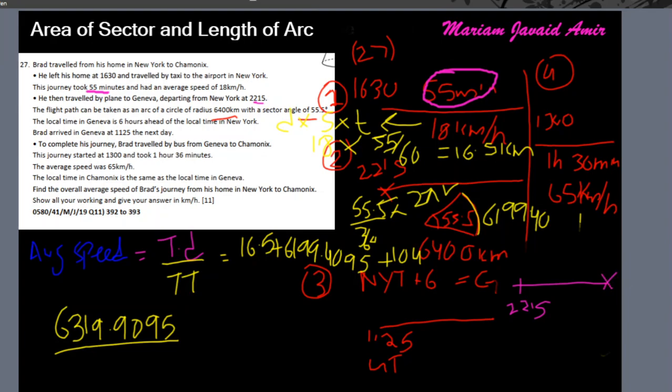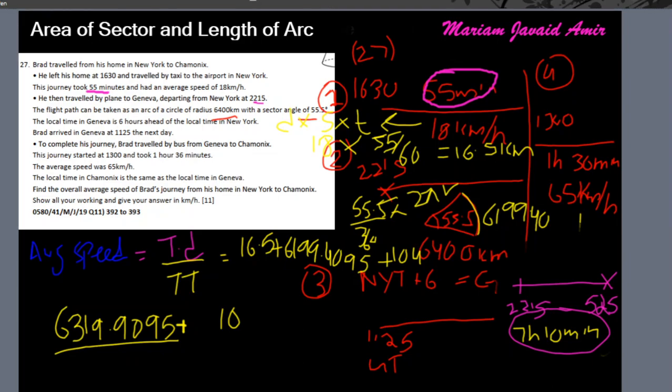So 11:25 is the time in Geneva. So what is the time in New York at that time? Subtract 6 from it. So 11 minus 6 is 5, so it's 5:25 in New York, right? So next we get 7 hours 10 minutes for the second part of the journey. Let me encircle that in purple so that I remember later. Okay.